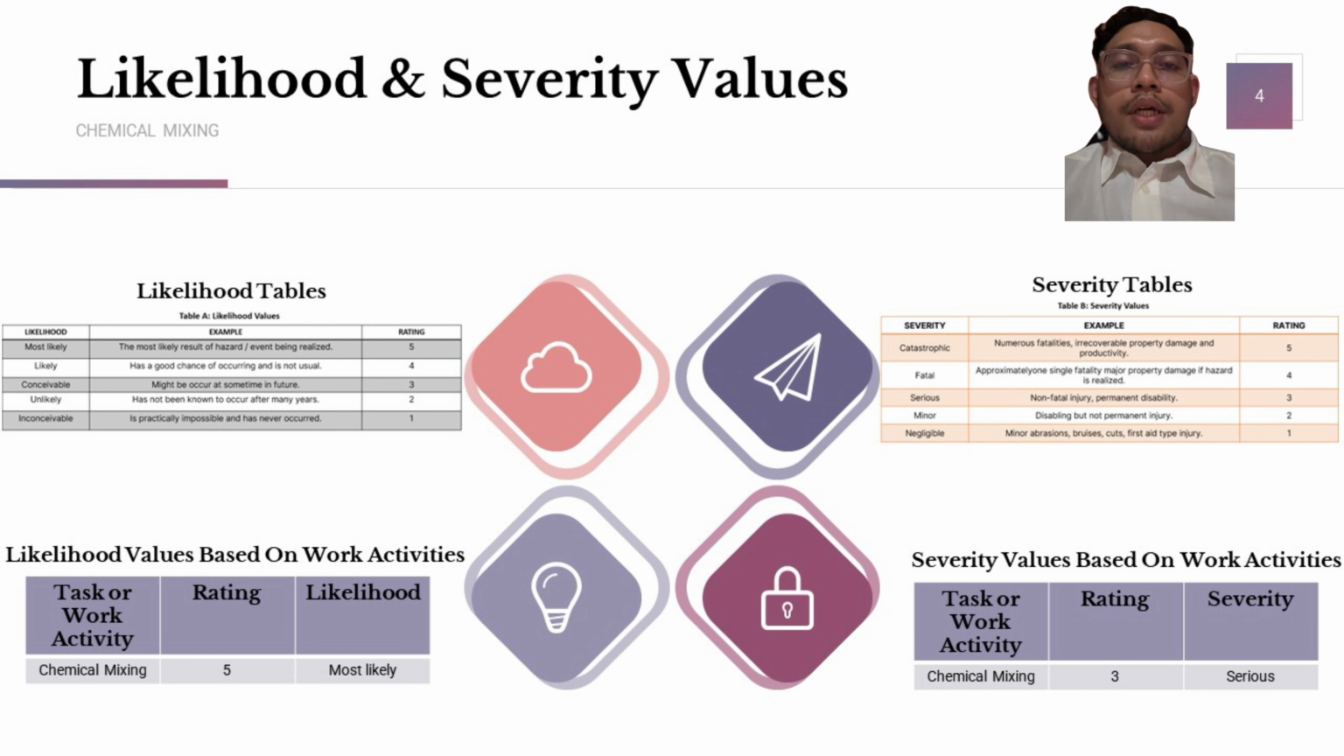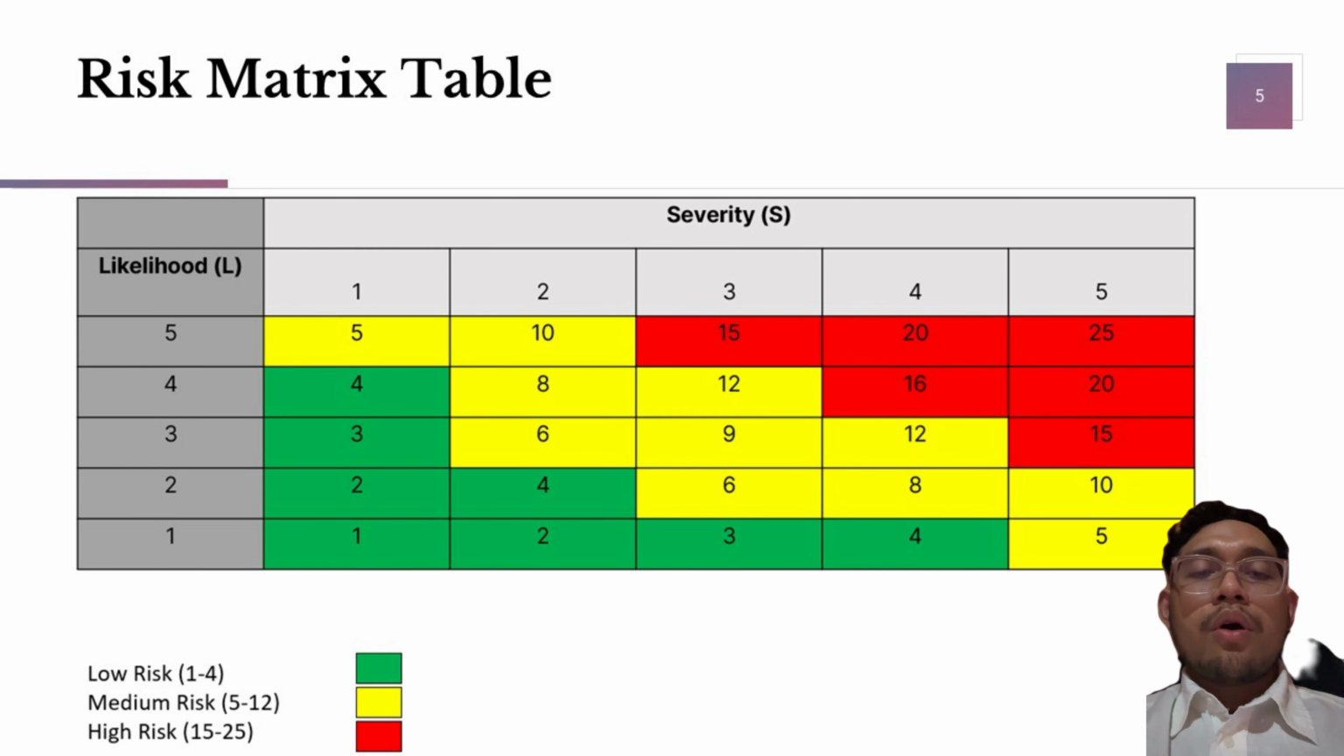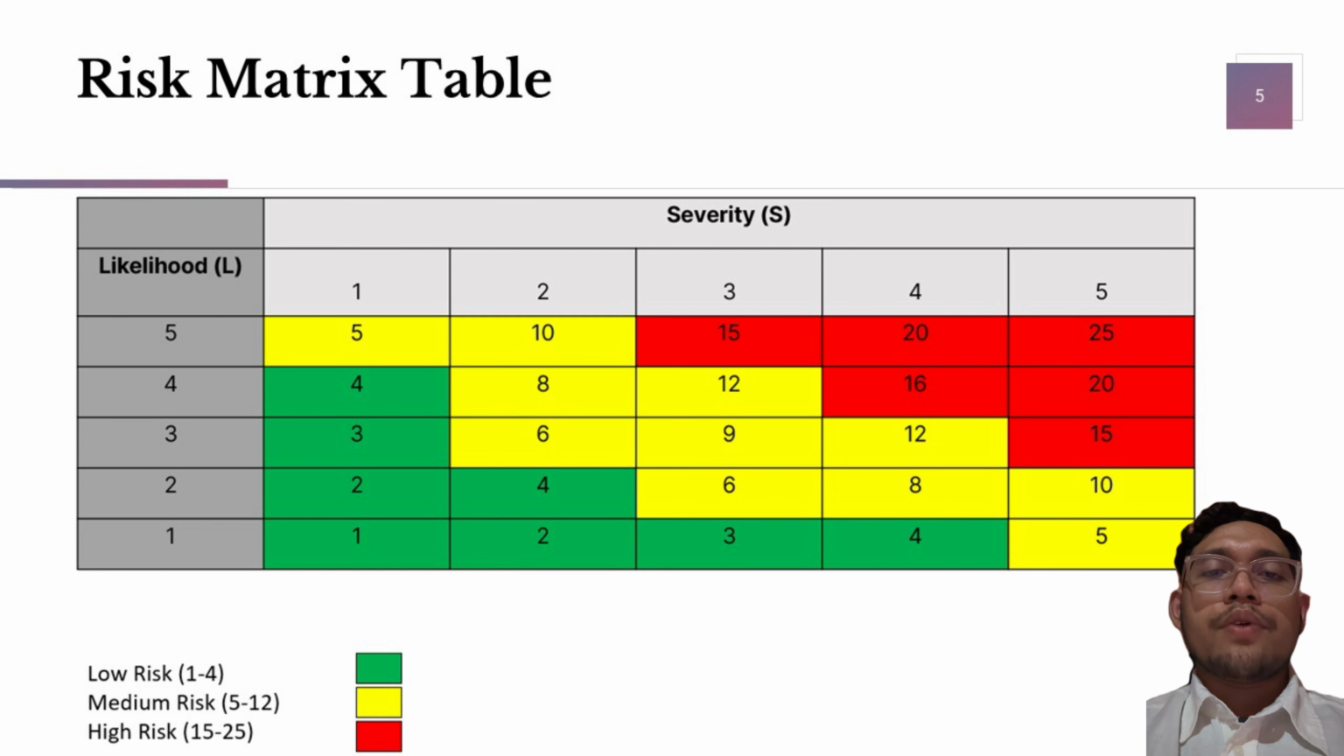Regarding the likelihood, the rating for chemical mixing is 5, indicating that the likelihood is very high. This means that the activity is frequently performed. As for the severity values, they have been rated as 3, signifying a very serious impact if this activity is conducted in the lab. Among all the values in the likelihood and severity categories, they can be employed as references in the risk matrix table to determine the risk category for the chemical mixing activity.